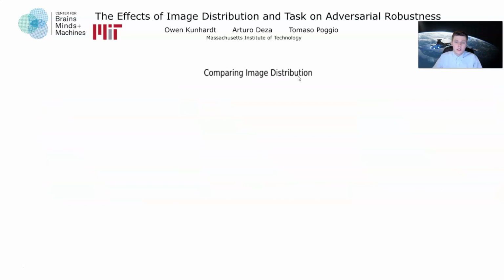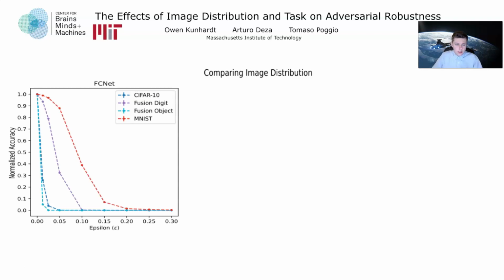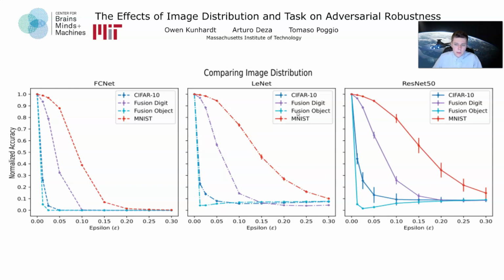And so now let's figure out whether it's the image distribution or the task that is causing this adversarial vulnerability or robustness. We're going to use our fusion data set and compare it to CIFAR10 and MNIST. Here's the plot for normalized accuracy. This is the FCNet, this is the LeNet, and this is ResNet 50. Comparing CIFAR10 and fusion object, we can see that CIFAR10 is more robust. Comparing MNIST and fusion digit, we can see that MNIST is more robust. Because the task is the same but the image distribution is different, we know that the image distribution is contributing to robustness. Then we compare fusion digit and fusion object. We see that fusion digit is more robust, and because the data set is the same but the tasks are different, we know that task is also contributing to adversarial robustness.